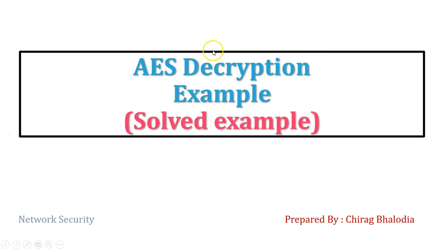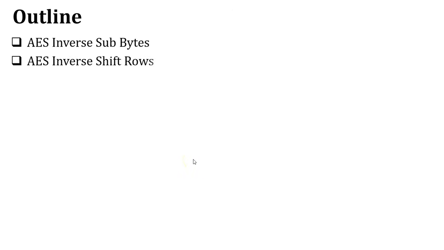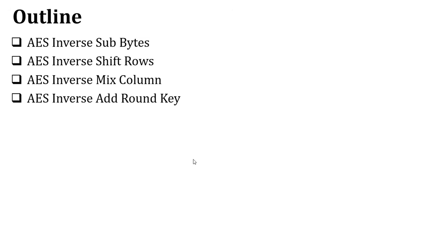In this video, I am going to discuss AES Decryption Example, a topic of network security. Let's check the outline of this video. First topic is AES Inverse Sub Bytes. Second topic is AES Inverse Shift Rows. Third topic is AES Inverse Mix Column. And the last topic is AES Inverse Add Round Key. In this video, all the transformation functions are explained with example.